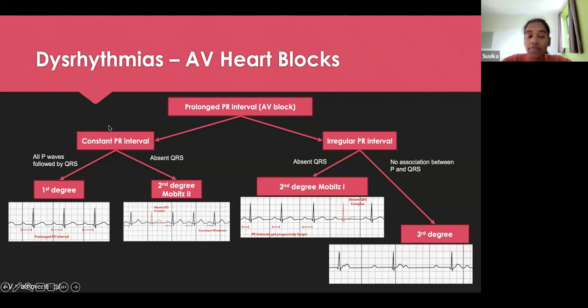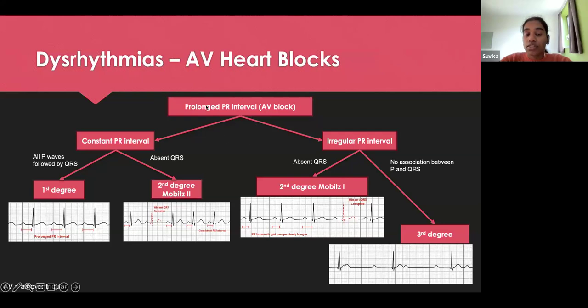If you find that you've got absent QRS complexes, so here, I don't know how well you can see this, but you've got P, QRS, T, P, blank, P again, QRS, T, P, QRS, T, P, QRS, T. So here, you've got an absent QRS complex. The P wave has not fully conducted through to produce your ventricular contraction. This is known as second degree Mobitz type 2. But remember, it's got a constant PR interval.